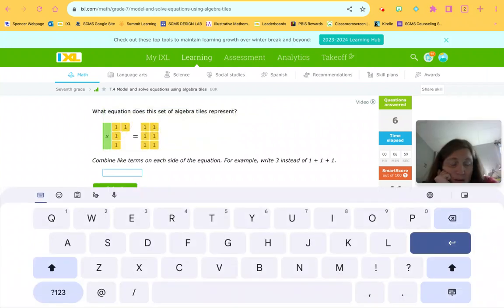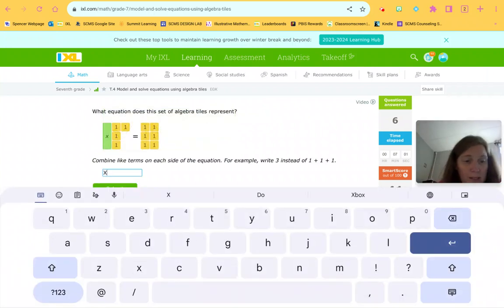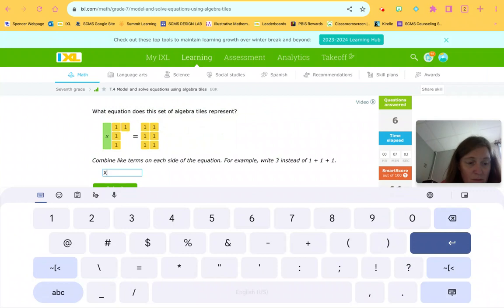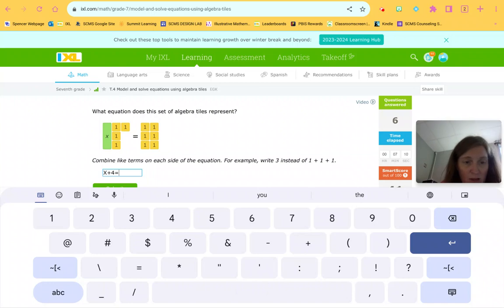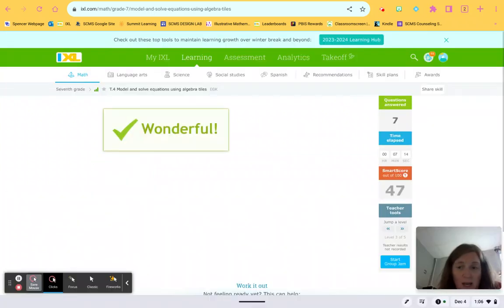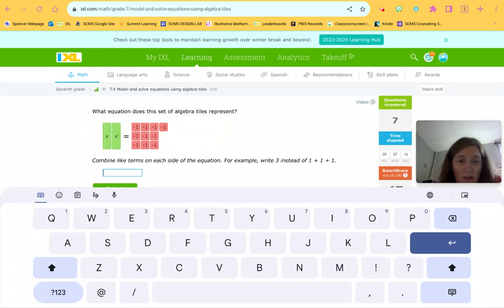All right. This one is 1x, positive x. This is plus 4 equals 1, 2, 3, 4, 5, 6, equals 6. X plus 4 equals 6. So that's how you do this one. You're just modeling these equations. It is going to get to the point where you're solving them.